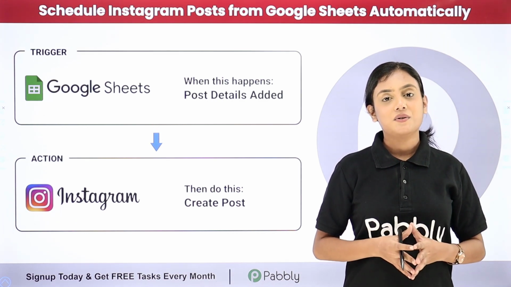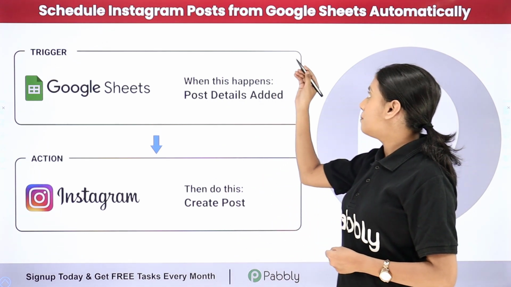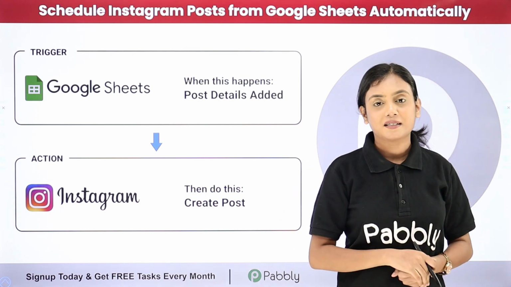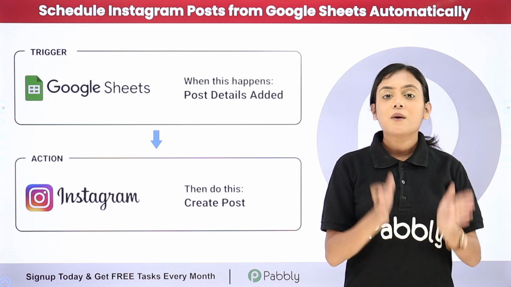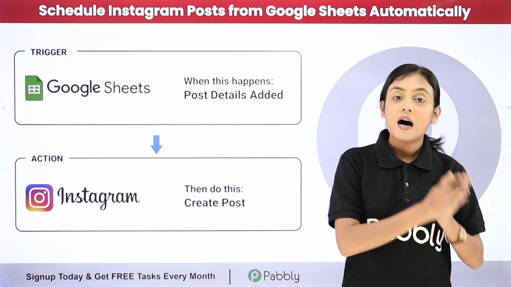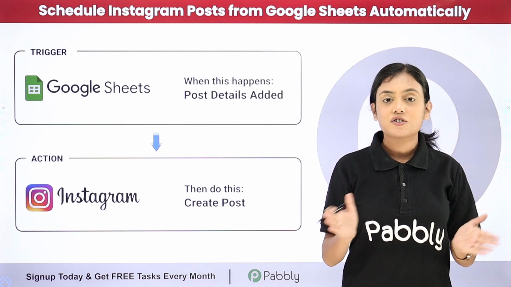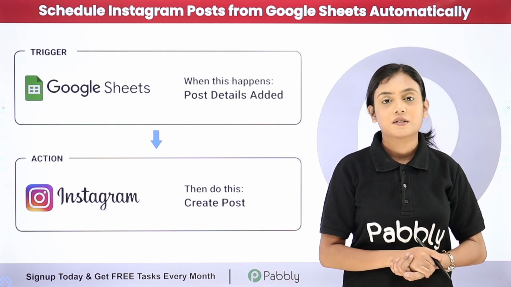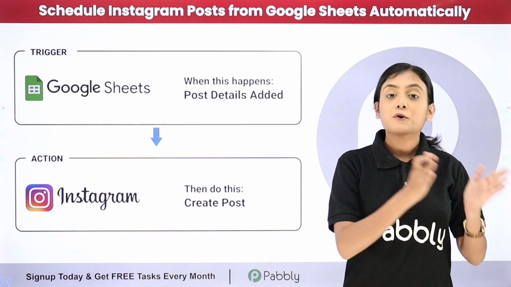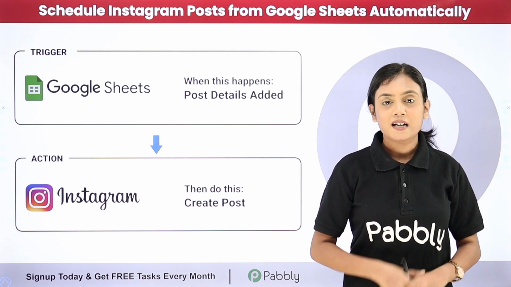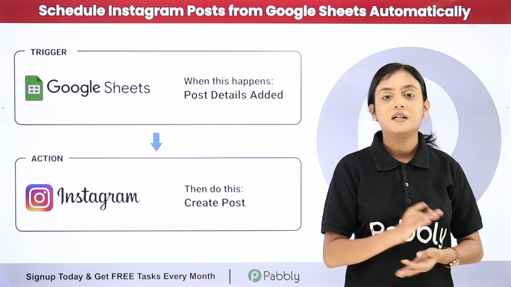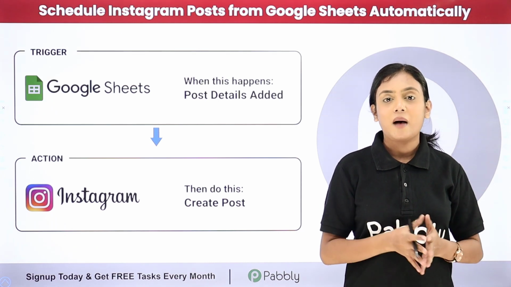In this video we're going to learn how to schedule Instagram posts from Google Sheets automatically. So I am an owner of an event planning business and I want to post pictures of the past events that I've organized on my Instagram profile to create more customer engagement. Now, posting the content manually on my Instagram profile can be very time consuming. So what I did was I simply automated the process with the help of Pabbly Connect.